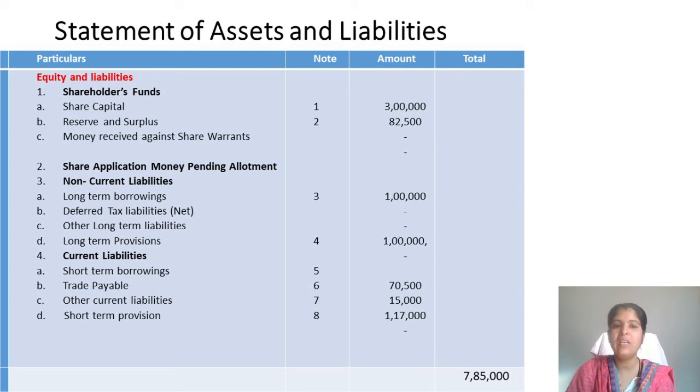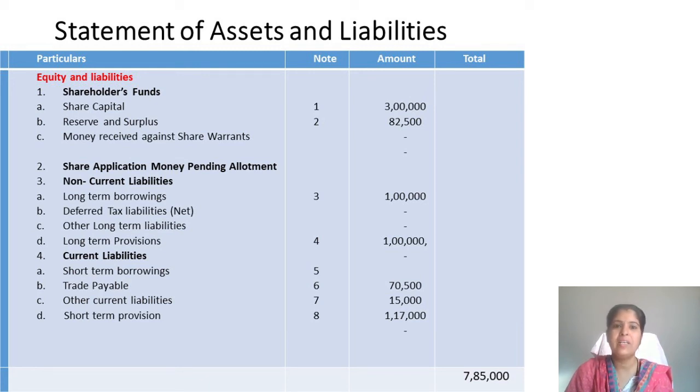We don't have any information related to money received against share warrant. Nil values. Share application money pending allotment, again nil values. Next is regarding serial number 3, non-current liabilities. Note number 3 we can say. Under this one, A point is long-term borrowings 1 lakh.